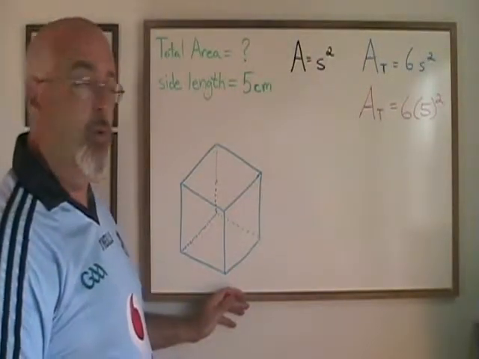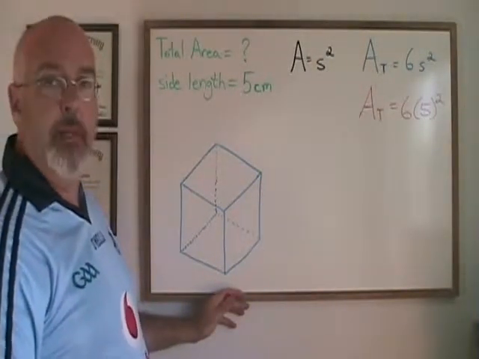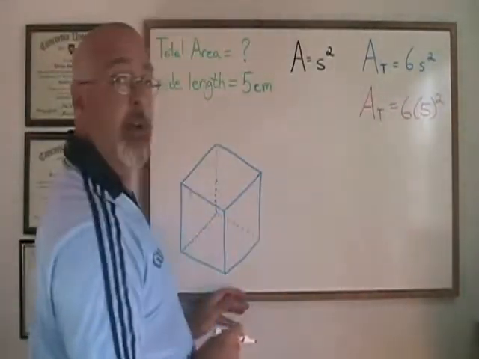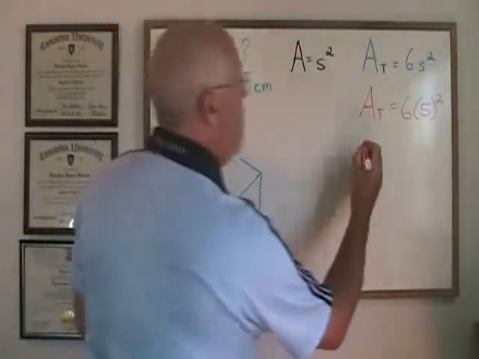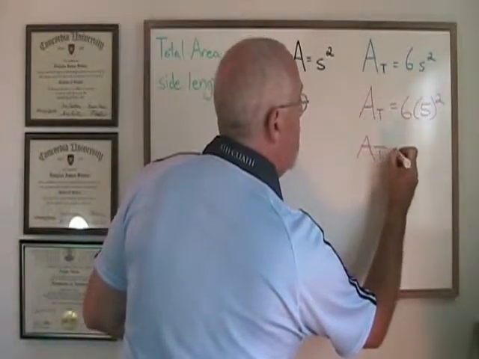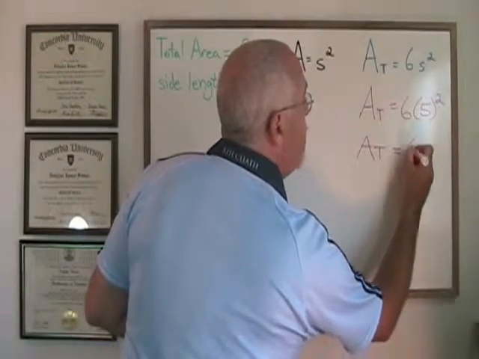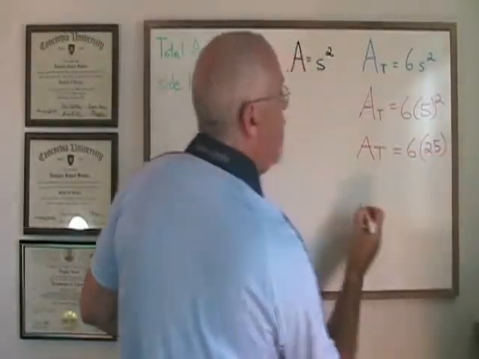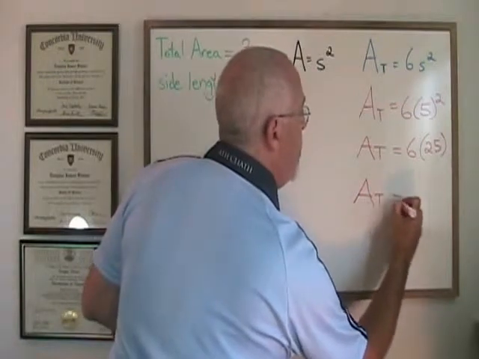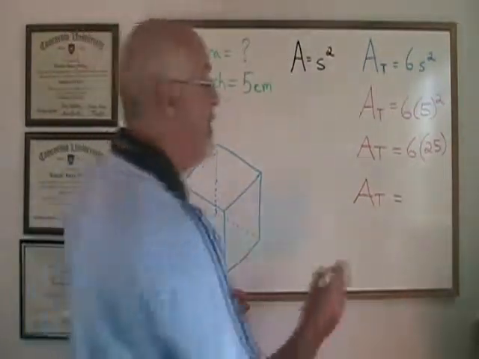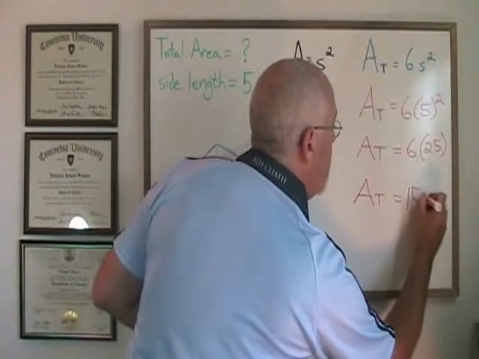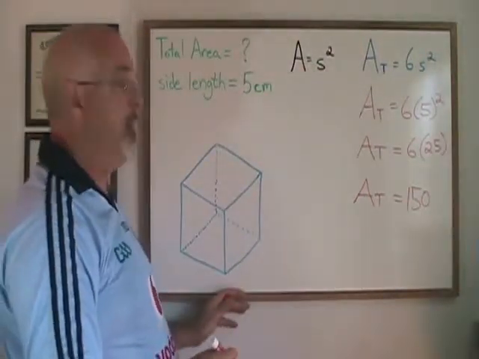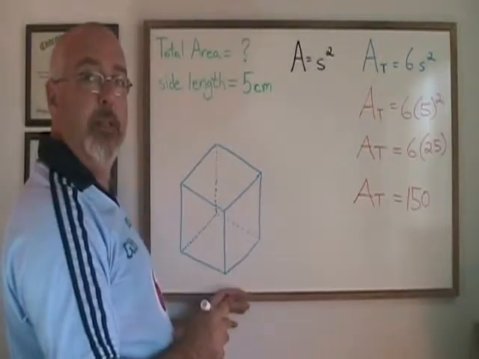Remember your rule of BEDMAS: that exponent must be done before multiplication. So do not multiply 6 by 5 first. Square the 5 first. 5 squared is 25. And 6 times 25 is 150. Because we were dealing with centimeters as our measure of distance, the area unit will be centimeters squared.